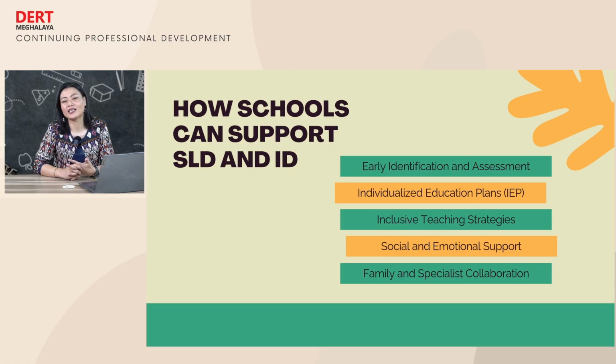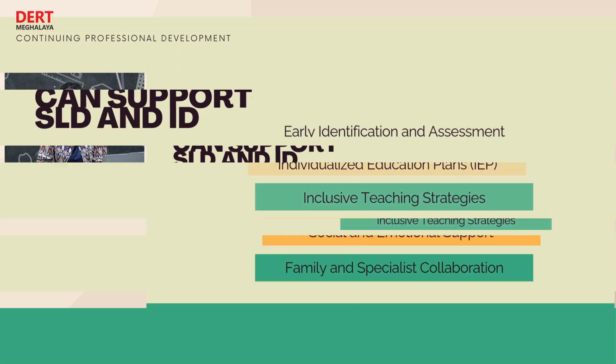Inclusive teaching strategies like small group instruction, visual and hands-on materials, and frequent checks for understanding. Social and emotional support foster peer acceptance and inclusion, and positive reinforcement builds self-esteem and confidence. Next, family and specialist collaboration. Maintain open communication and align school strategies with therapy goals.